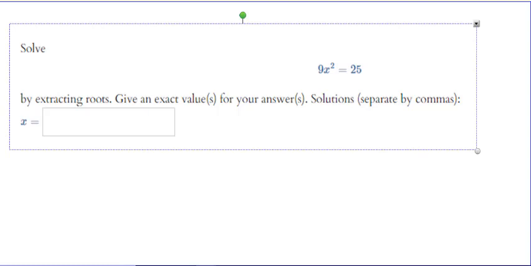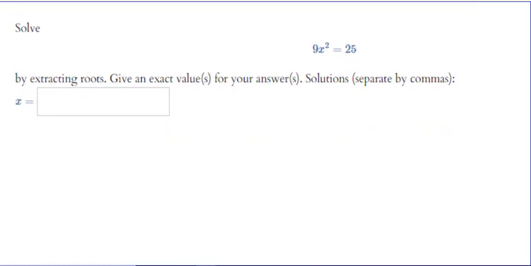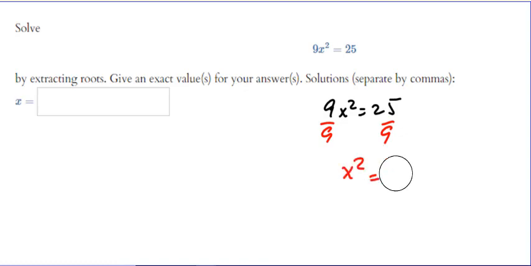I'm going to be showing you how to solve this on the calculator. But just for grins and giggles, I'm going to show you 9x squared equals 25. So divide both sides by 9. So I get x squared equals 25 over 9.